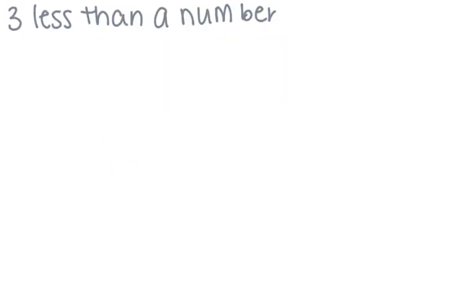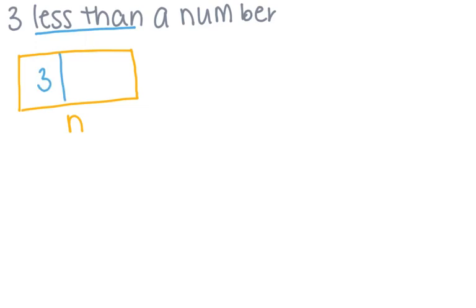So how can we show, using a model, 3 less than a number? And our key here is less than. So this tells us that we are going to be subtracting 3 from a number. So let's draw our model. So I have drawn one big rectangle, and that one big rectangle is going to represent n, which is a number. And within that rectangle, I have drawn one smaller box and written 3 in it. And that is showing that 3 is being subtracted from the number. So 3 less than a number.